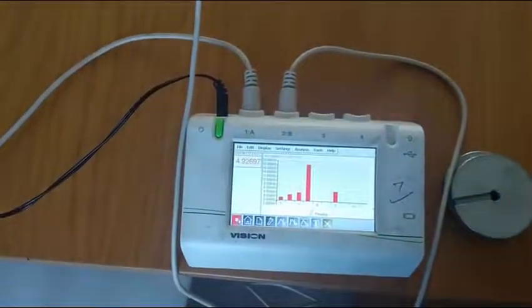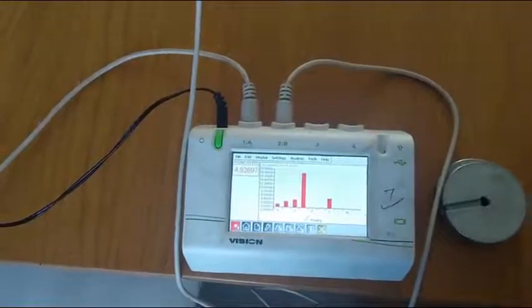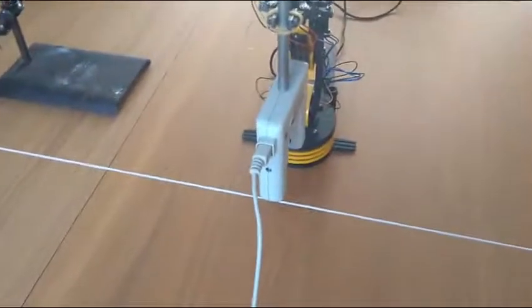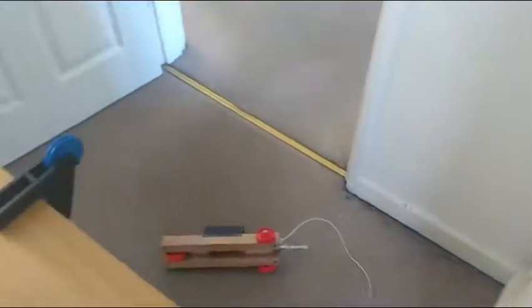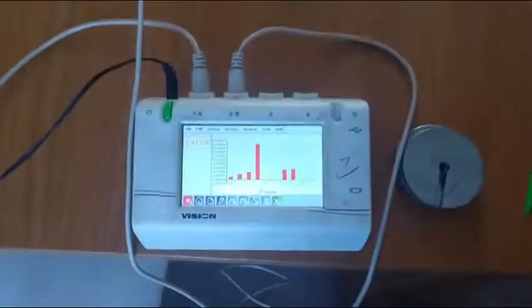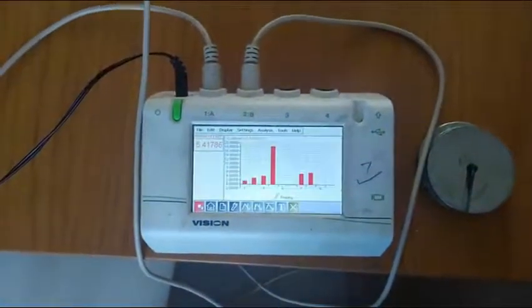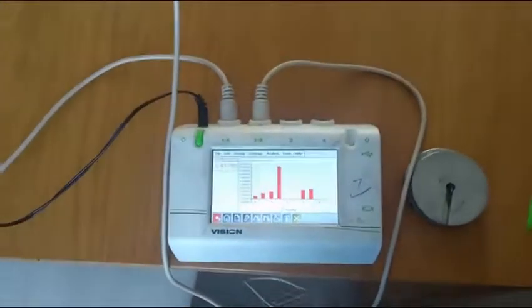And that has given us 4.93. Okay, this one we've got 6 newtons on. And I'm starting to worry about my wall. And that one was 5.42. And I think we're going to call it a day there before I start suffering from structural damage.